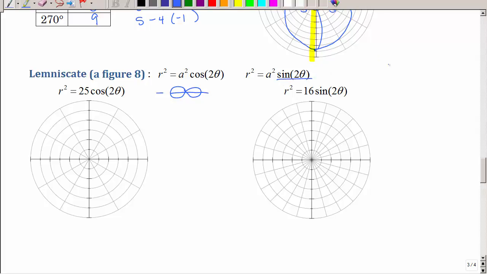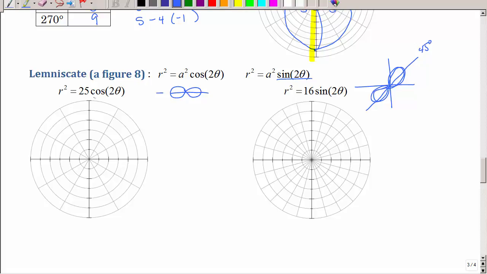If you have a sine, it's going to be symmetric with respect to that line of 45 degrees. All right? I don't draw them really well, but you think about a bow tie, two circles, whatever. I say lemniscate is a figure 8. You cannot graph these on the calculator because of the r squared. Okay? So that one you need to memorize.